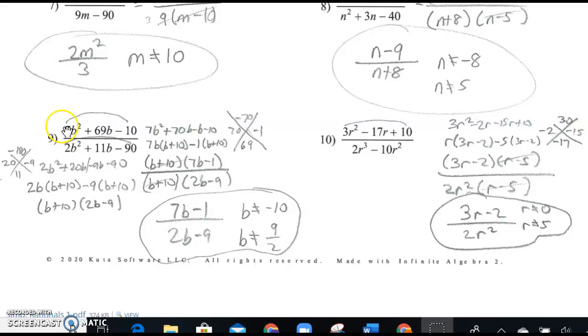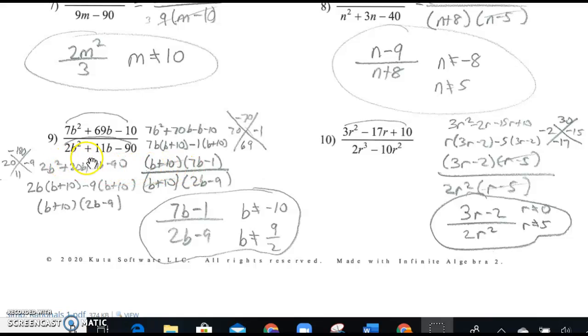So in case you forgot, the AC method for the top part of the division problem is over here on the right. You multiply 7 times negative 10, giving negative 70. And we need numbers that multiply to negative 70 and add to 69. Those numbers are 70 and negative 1. So we rewrite the expression, 7b squared plus 70b minus 1b minus 10. And we factor by grouping, taking out a 7b from the first half and a negative 1 from the second half, giving us b plus 10 times 7b minus 1.